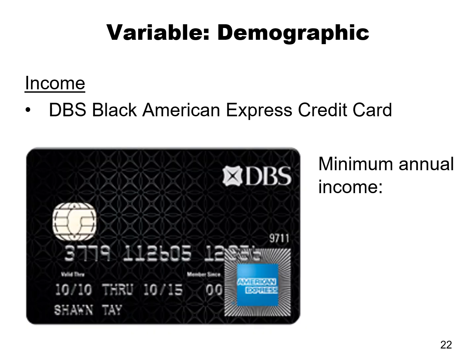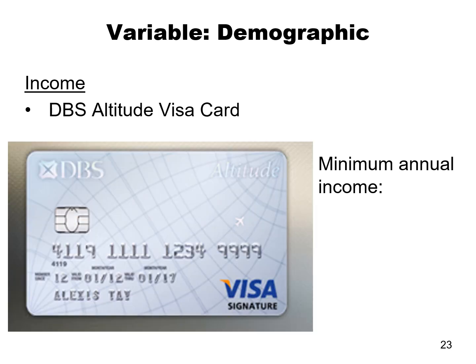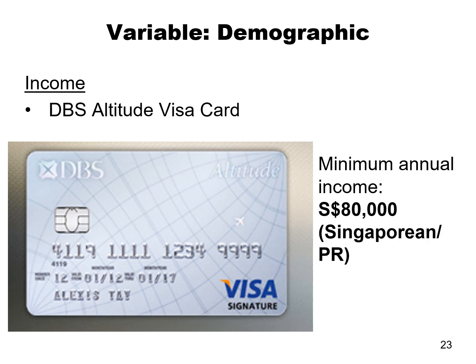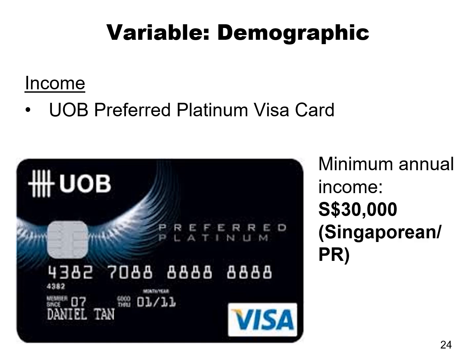For DBS Black American Express, the minimum is 48,000. This requires a higher level, 48,000 for foreigners. So for this card, it requires a slightly higher income level. Next, we look at DBS Altitude Visa. Minimum 80K for Singaporean, 80K for foreigners. Look at this UOB Preferred Platinum Visa card. Minimum is 30K for Singaporean, 60K for foreigners.